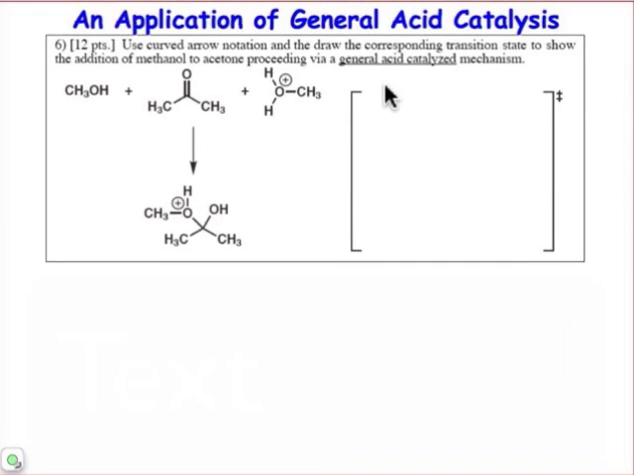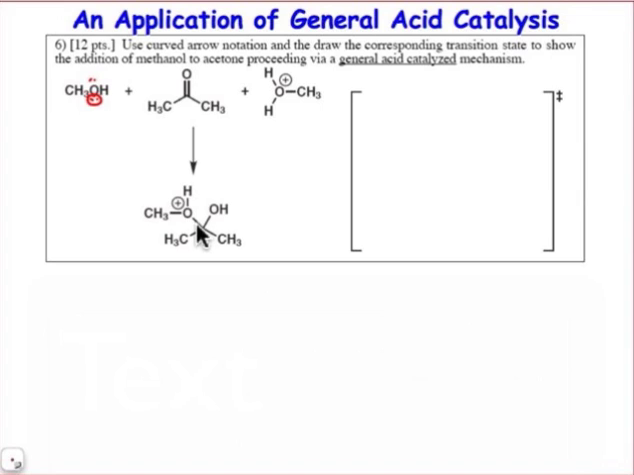Let's try to apply some higher level thinking using the concept of general acid catalyzed mechanism to solve the problem that's shown here. We're asked to come up with a way to, in one step, produce this structure from 3 reactant molecules, and we're asked to draw the transition state and provide the curved arrow notation that would get us there.